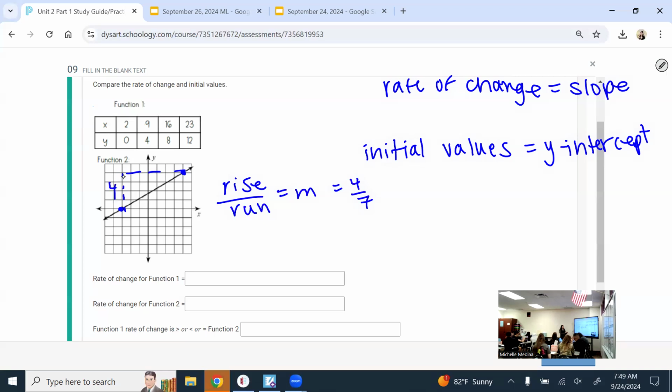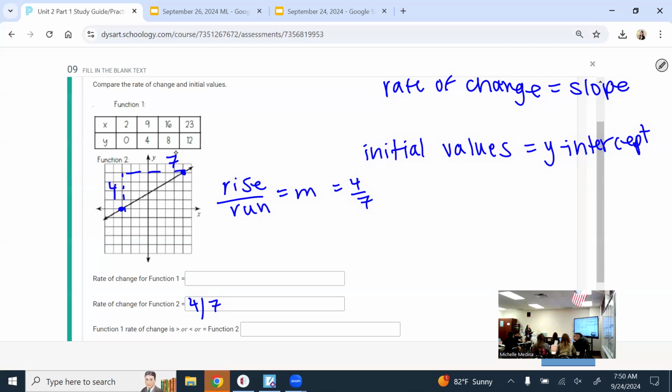4. And your run would be how much you have to go to the right to get to that point. So it's always left to right, like how you read. So it's 1, 2, 3, 4, 5, 6, 7. Your run is always positive. Your rise can depend on if you're going up or down. We went up, so it's positive. That's my rate of change for function 2. It doesn't actually look like they're making you say the initial value, which is good because I'd have to estimate that. It's not nicely on a point, but just know initial values.